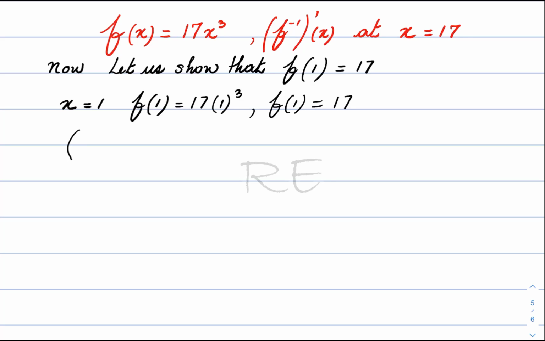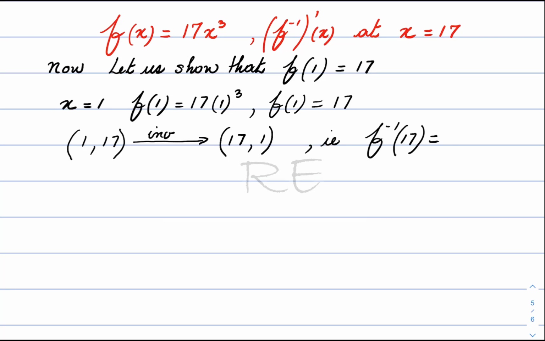Now, think about it. If 1/17 is on the curve, its inverse will be 17/1. We swap x for y, which means the inverse of f of 17 is equal to 1.